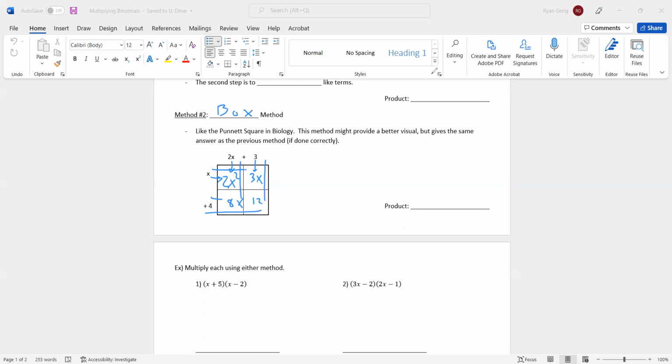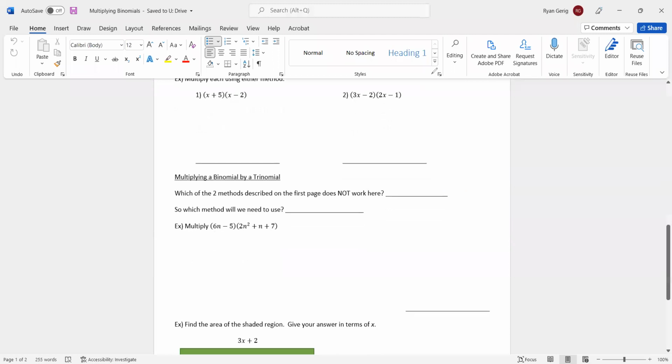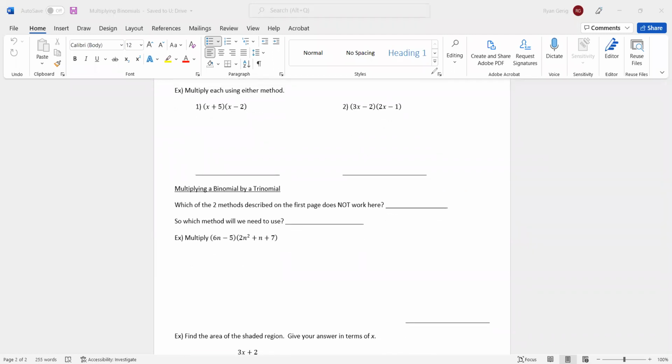So the first step, again, just like with FOIL, was to multiply. Second step is to combine your like terms with addition or subtraction. And so I've got like terms here. You see that I have 2x squared, no other x squared. So I'm just going to write that. 3x and 8x, you add those. That makes 11x. And then the 12 stands alone. Get the same answer as you did with the first method. Okay. If you like that method, that's fine. You can do that. I'm not going to do that anymore on these notes. Once you're getting used to the FOIL method, it's quicker.